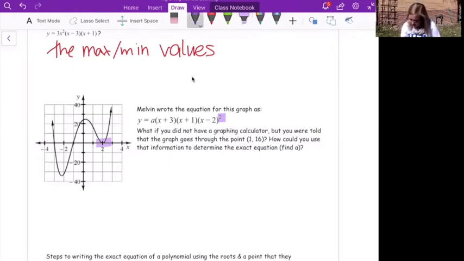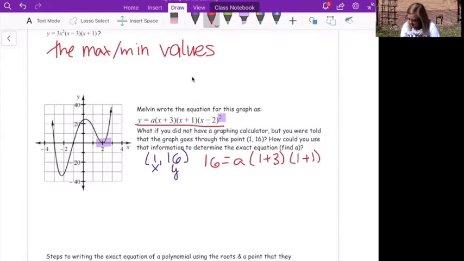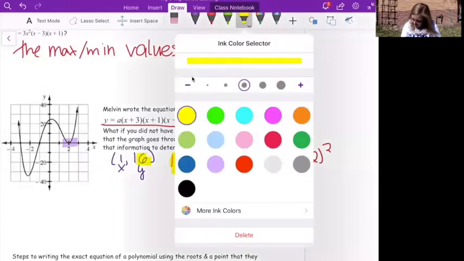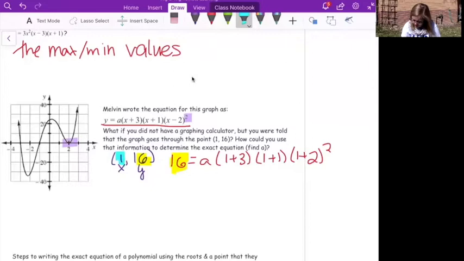So what we're going to do is this point (1, 16), this is going to be our x and our y in our equation. So we take our equation here, but then replace it with x and y. So this is going to be 16 equals a times 1 plus 3 times 1 plus 1 times 1 plus 2 quantity squared. The 16 replaces the y, and then our 1 replaces each of our x's here, here, and here. And so now we just simplify and solve for a.